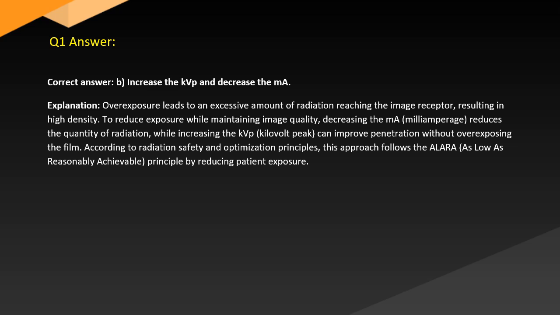Explanation. Overexposure leads to an excessive amount of radiation reaching the image receptor, resulting in high density. To reduce exposure while maintaining image quality, decreasing the mAs (milliamperage-seconds) reduces the quantity of radiation, while increasing the kVp (kilovolt peak) can improve penetration without overexposing the film. According to radiation safety optimization principles, this approach follows the As Low As Reasonably Achievable principle by reducing patient exposure.